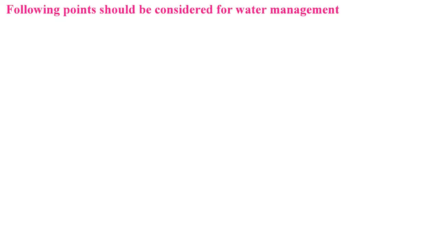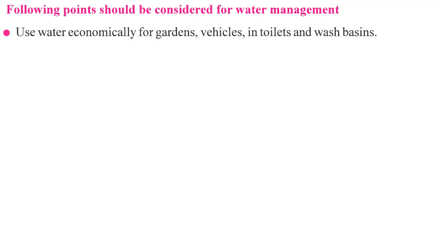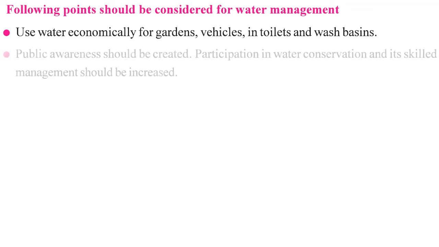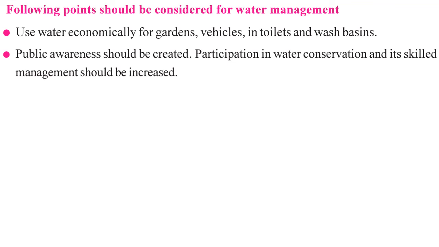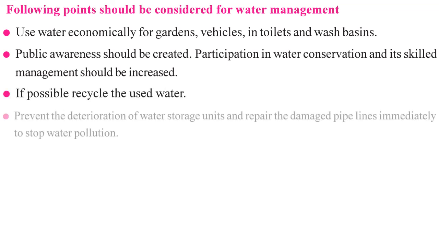Now, let us understand some points for the sake of water management. First, use water economically. Whenever you are using water for toilets and wash basins, try to divert it towards a purifying plant and then reuse that water for gardens and vehicles so that you use less water and do more with it. Public awareness is very important. Try to participate in water conservation and its skilled management. If possible, recycle the used water.